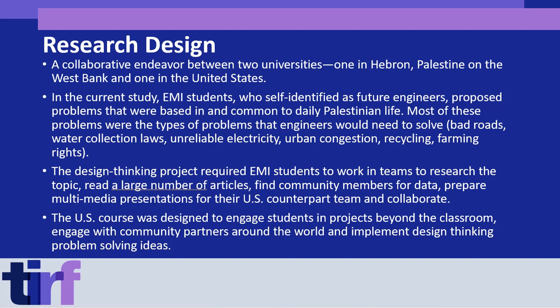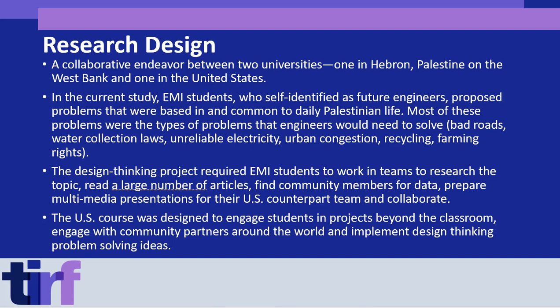Some of the problems were things like bad roads, water collection loss, unreliable electricity, urban congestion, recycling, and farming rights. There were about a dozen groups, I believe. And again, the problems were self-identified. We spent a little bit of time on that, which in itself was a really interesting process.